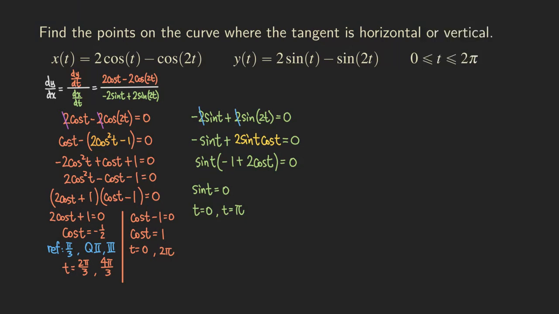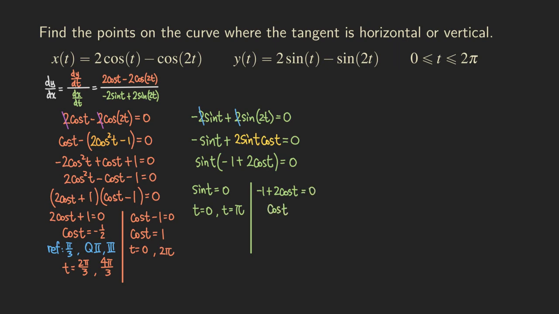Okay, next. The other case is when negative 1 plus 2 cosine t is equal to 0.